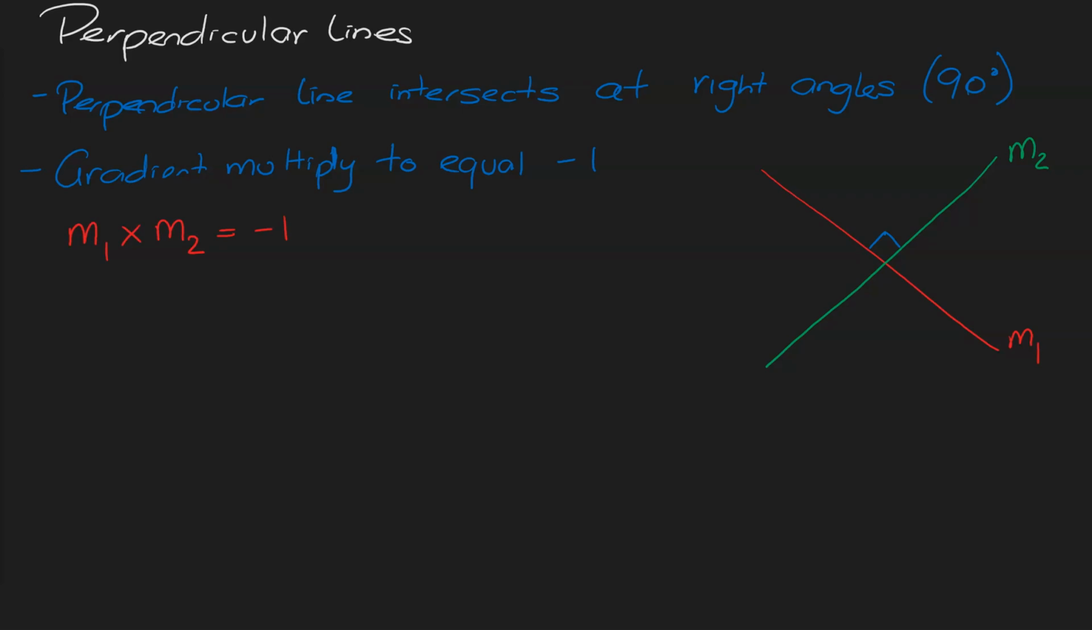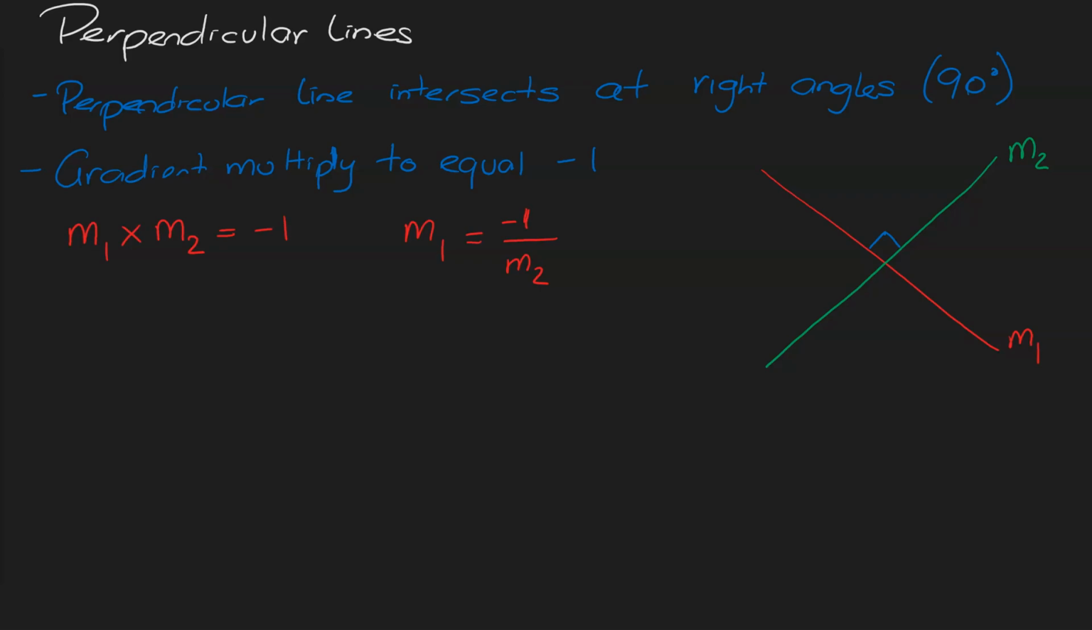Some other books write it as m1 equals -1 over m2, where the gradients are a negative reciprocal of each other. When I use the word reciprocal, I'm saying the opposite, as a fraction: putting it as a fraction and the opposite fraction. So this is a negative reciprocal. We'll go over an example and see how it is done.